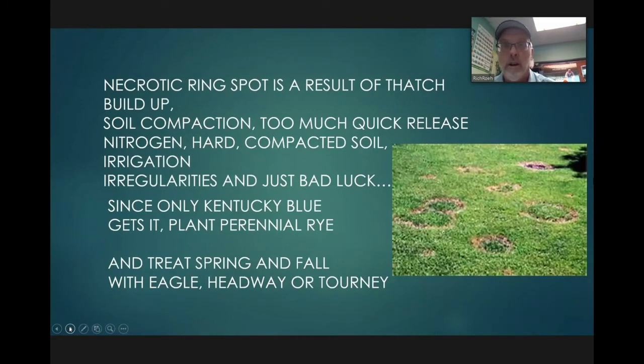In the Denver area and the entire Front Range of Colorado, in fact, the biggest fungal pathogen issue that we have is necrotic ring spot. That's what it looks like in the picture there. It's a result of compaction. Too much nitrogen can cause it to flare up. Kentucky bluegrass is the only host, and it's only active in the spring and the fall.